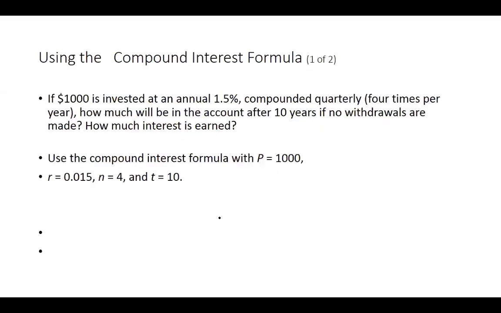So this would be an example where we can use that formula. Here in this case, we have $1,000 to invest at an annual 1.5% compounded quarterly. That means 4 times per year. How much will be the amount after 10 years if no withdrawals are made? How much interest is earned? So we're going to use the formula here. Let's see what we have.